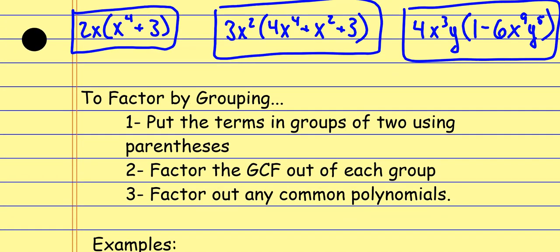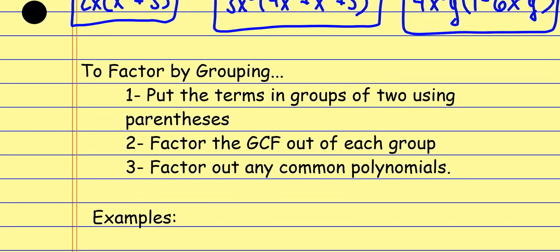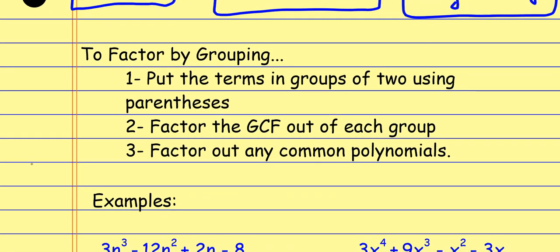Okay? And then we upgrade to factoring by grouping, which is essentially just doing the greatest common factor twice. All right? So factoring by grouping is where we put the terms in groups of 2 using parentheses. So I put them all in groups of 2. Then I factor out the greatest common factor from each group. I essentially do what I did in the previous 3 examples, but I do it twice. I do it with each of the groups that I've created. And then I factor out any common polynomials. I look for big chunks that are the same, and I take them out.